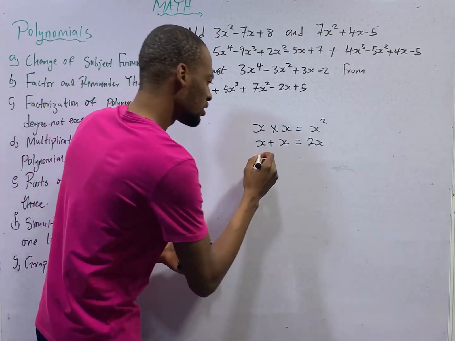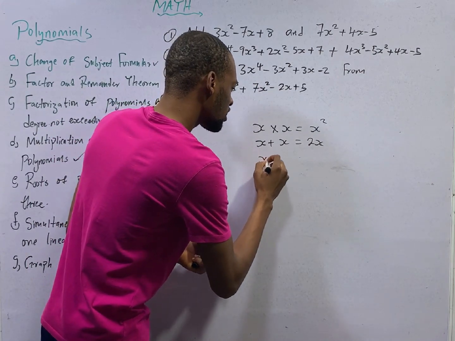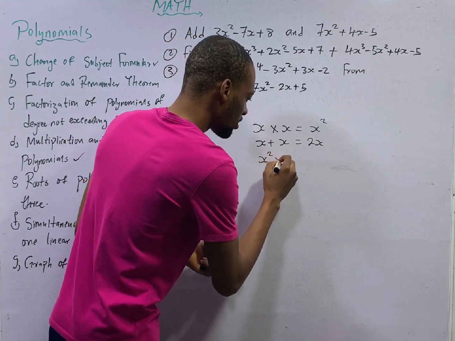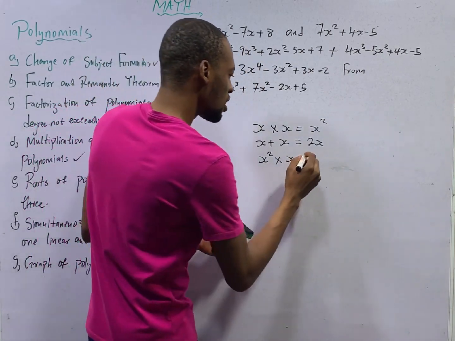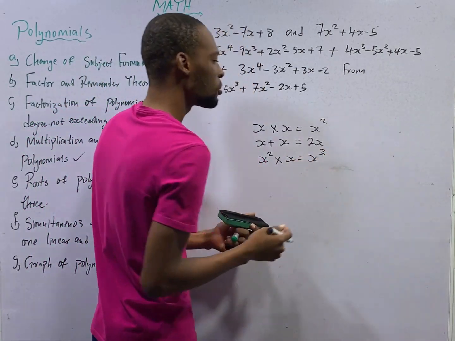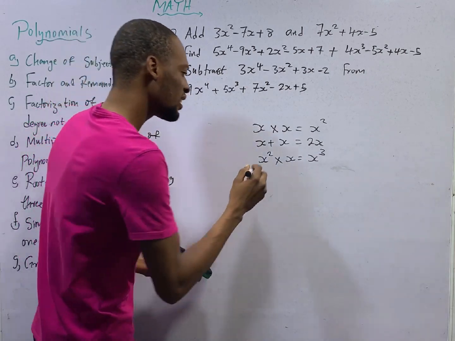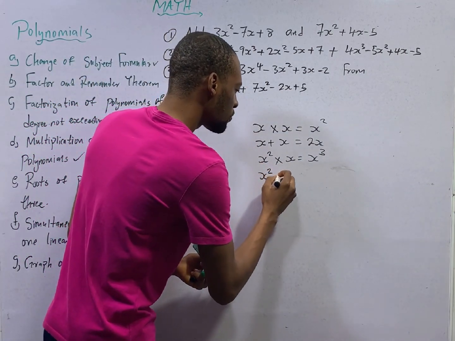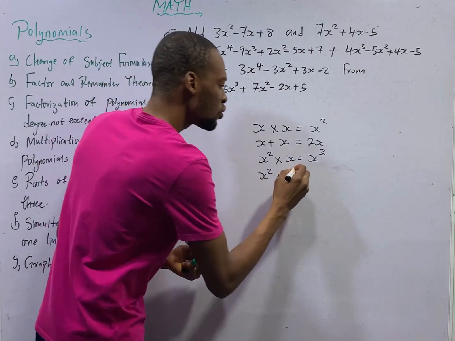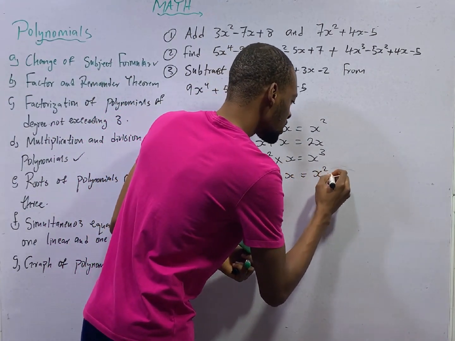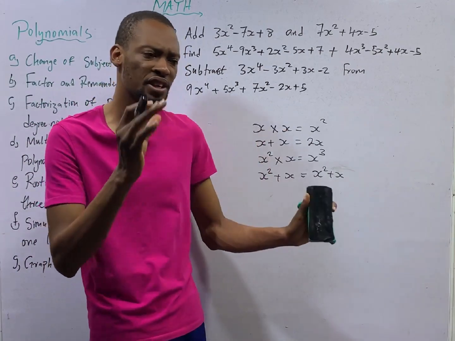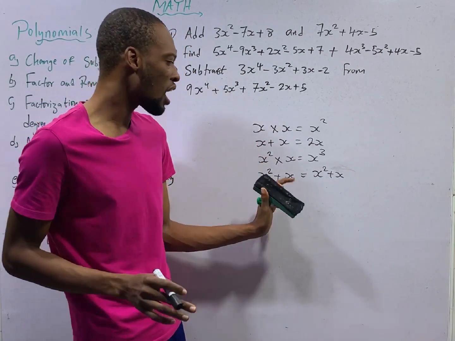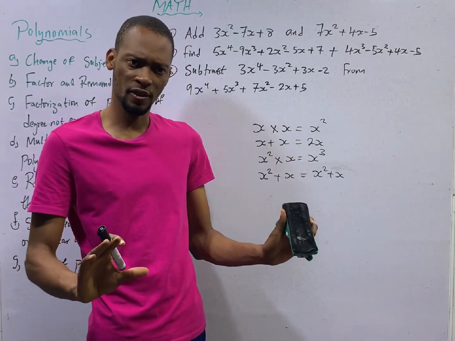If I say s squared times s, this is equal to s cubed. If I say s squared plus s, this is equal to s squared plus s. You cannot add variables of different degrees. It is not possible. However, you can multiply them.